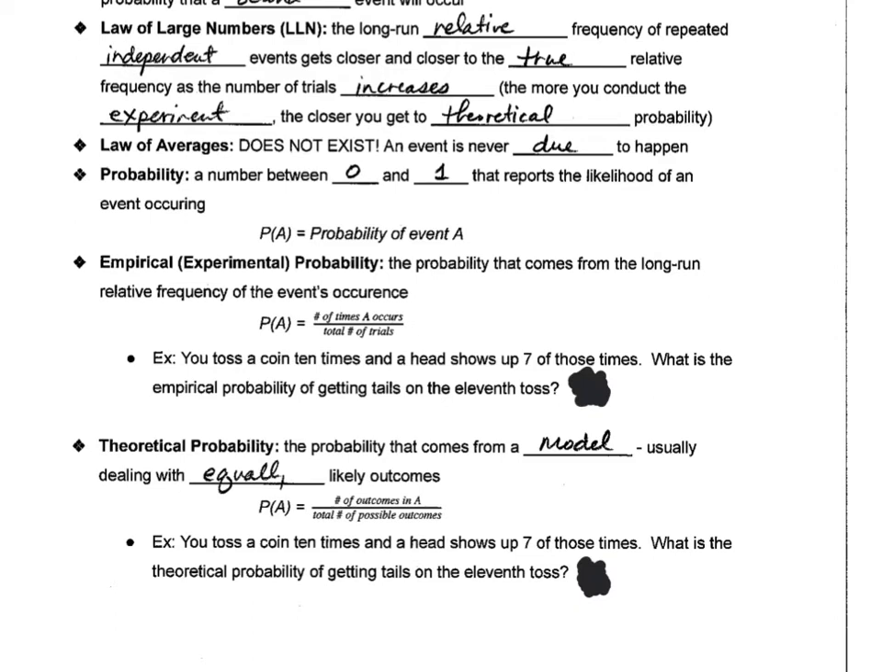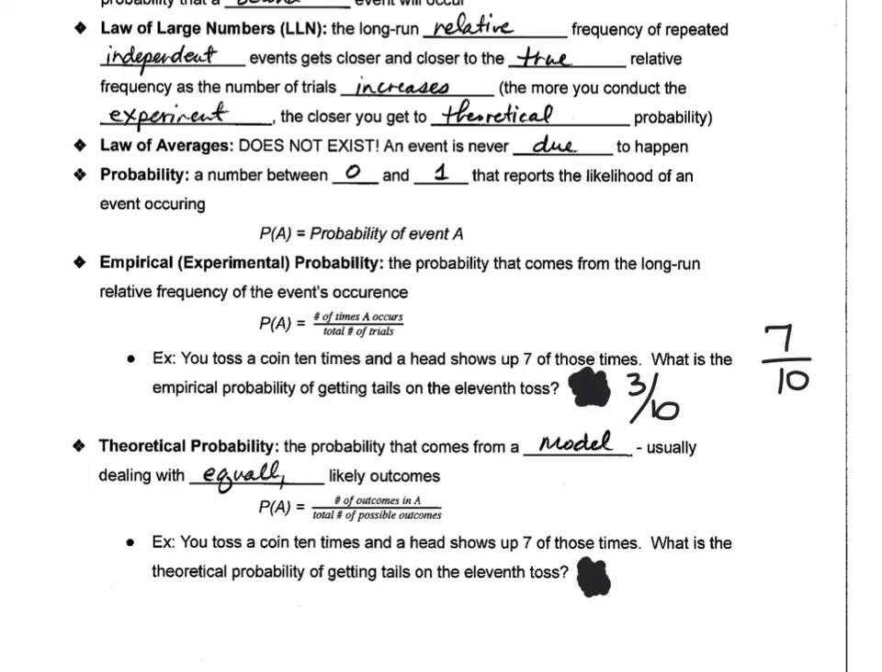You toss the coin 10 times and heads shows up 7 of those times. What was the empirical probability that you would get a heads? Well, that would have been 7 out of 10 total tosses. Now, what is the empirical probability of getting a tails on the 11th toss? If I tossed it 10 times and got 7 heads, that means I got 3 tails. So my empirical probability is 3 out of 10. There were 3 that ended up being tails, and there were 10 total times.